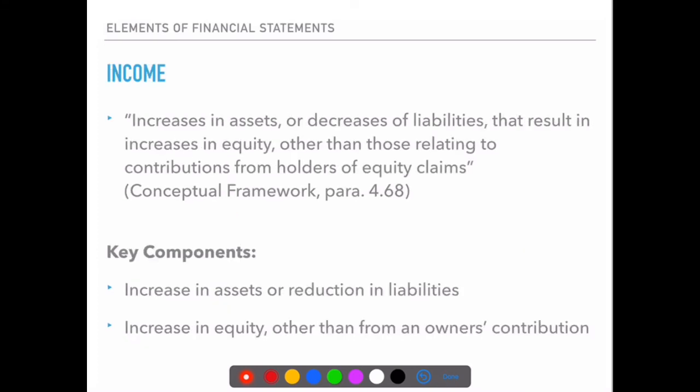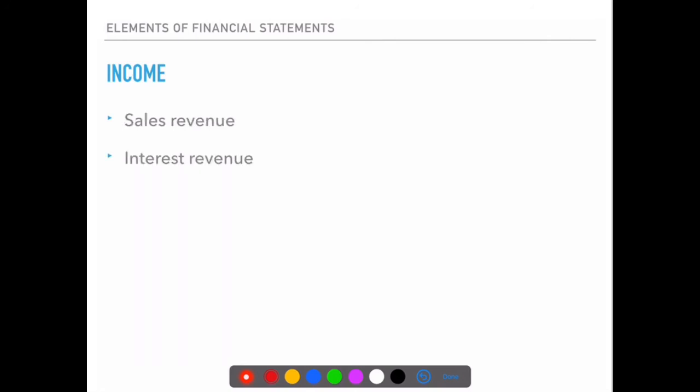The Conceptual Framework provides us with a fairly complicated definition of income. The two essential characteristics are there's an increase in assets such as cash or a reduction in liabilities such as unearned revenue, which is when we may have received cash but not yet delivered our service or product, and an increase in equity other than a contribution from owners. So what it's essentially saying is that we've made some money. So if we sold something, then we have ourselves income. Examples include sales revenue or interest revenue.